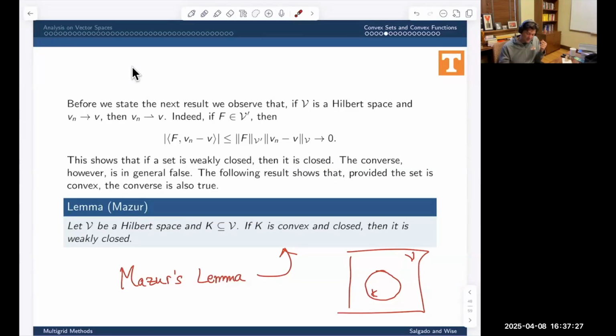Now, the converse of this statement that we discussed is not necessarily true. We have to add a little bit of information onto a set to know that if it's closed, then it becomes weakly closed. And that little bit of extra stuff is the fact that it's going to be convex. The proof of this is kind of hard, so we're not going to go into the proof of Mazur's lemma, but we are going to use it from time to time.